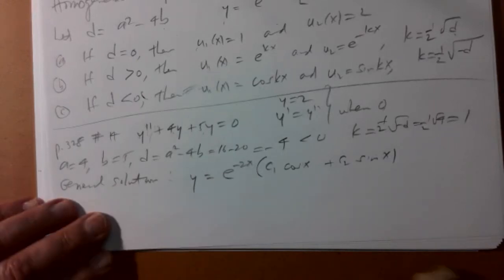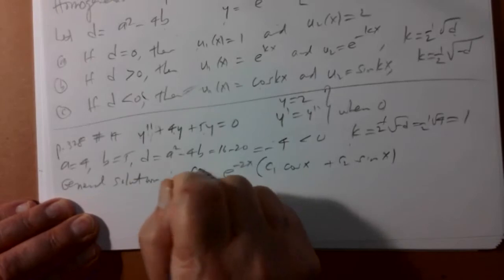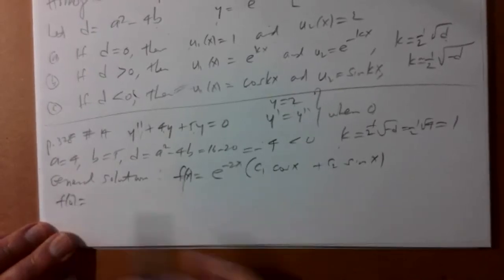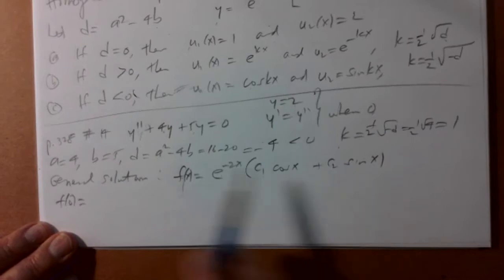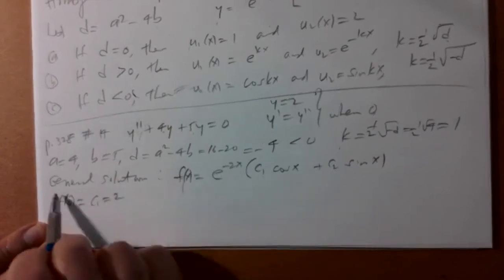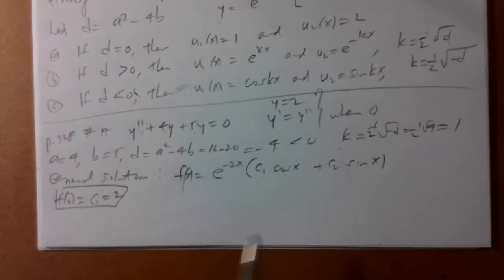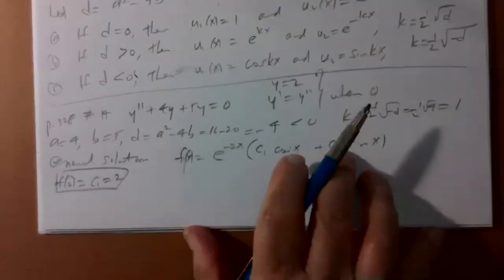Let's just call this function f of x, makes it easier. And of course, from the initial condition, f of 0, when you plug in x equals 0, this is 0, c1 plus 0. c1 is equal to 2. So we know that c1 is equal to 2. Now, what about y prime equals y double prime?